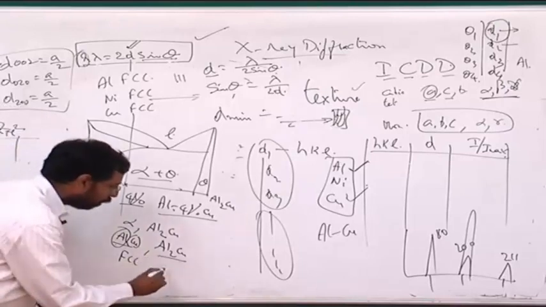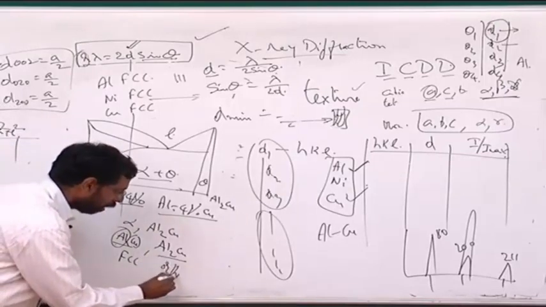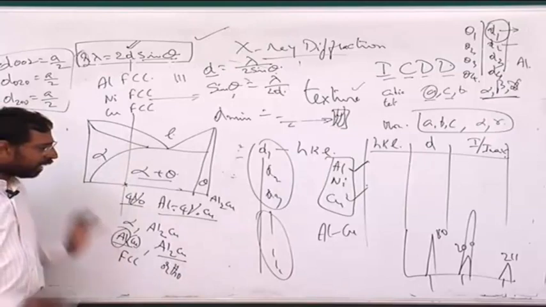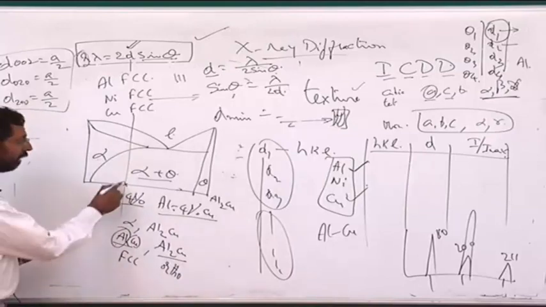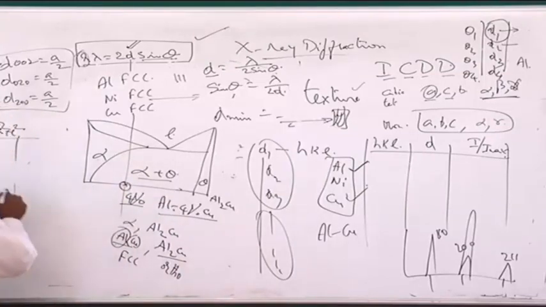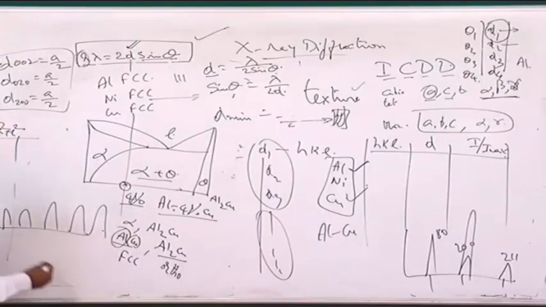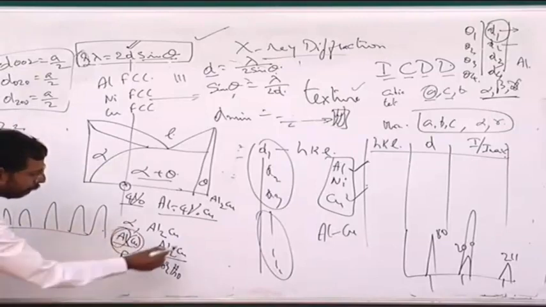And Al2Cu is orthorhombic. So once I have this material and take this alloy, subject it to XRD, I will get peaks, a number of peaks. Out of this, some of the peaks correspond to this, some of the peaks correspond to that.